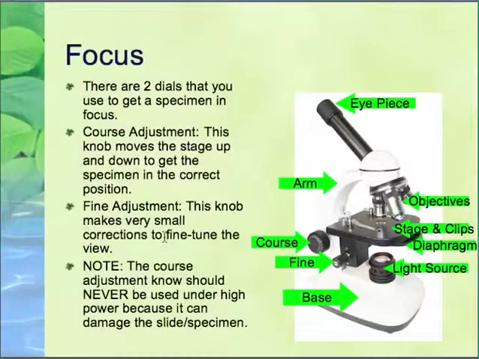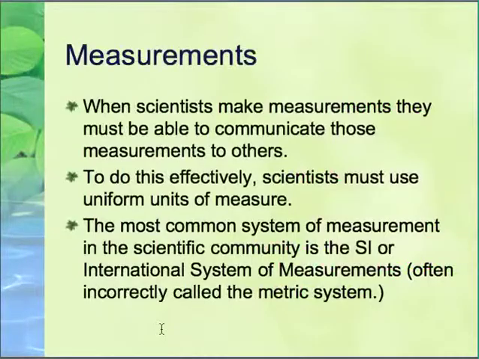The fine adjustment knob. Well, maybe your question was, well, if it's not in focus under high power, how do I adjust it? That's what the fine adjustment knob is. The coarse adjustment knob is just simply going to get it into position. And then finally, the fine adjustment knob is going to fine-tune that resolution that you were looking for. Again, the coarse adjustment knob should never be touched under high power because it can break the slide or specimen.